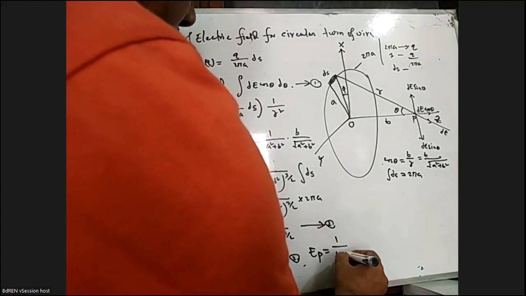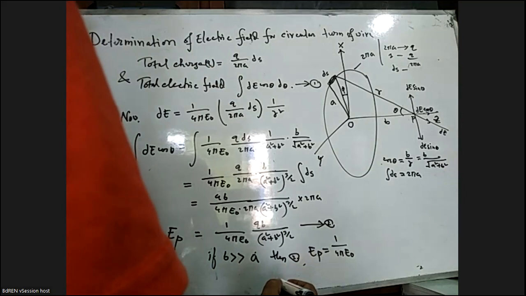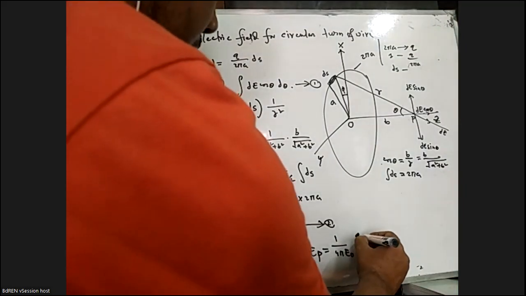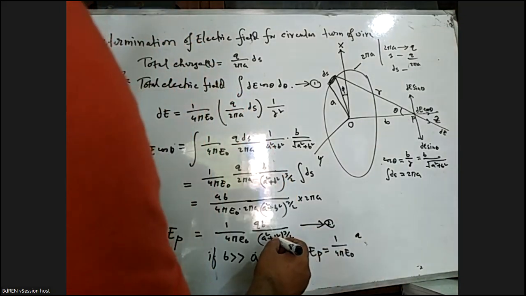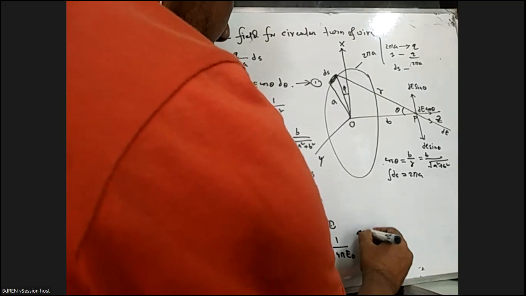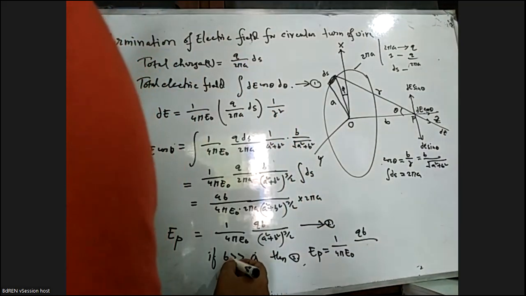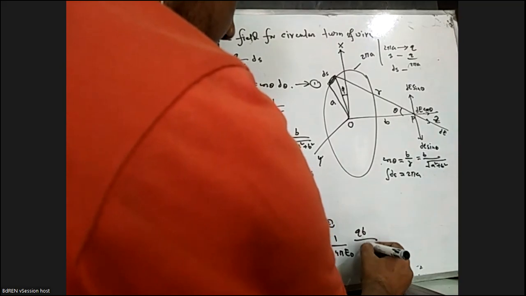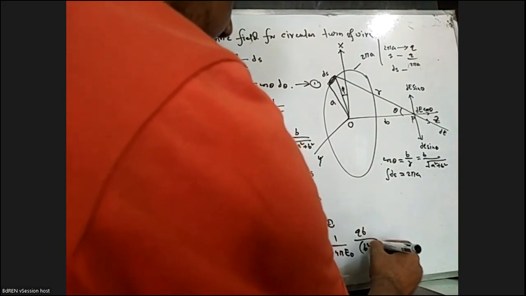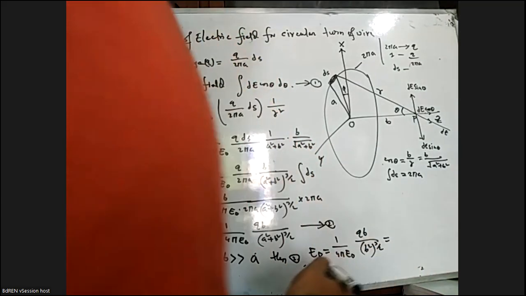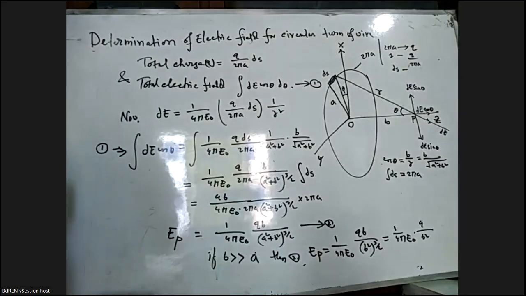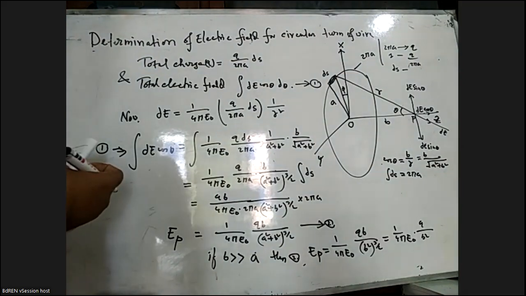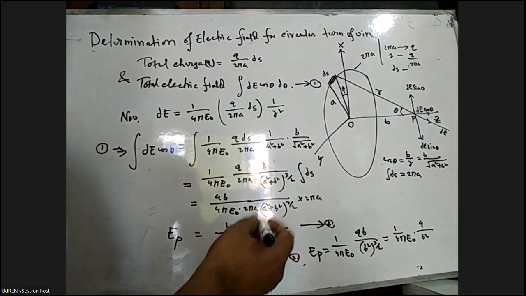Q B divided by, if B is more and more greater than A, then neglecting A, we can write B square to the power 3 by 2. That means B cube. So B and B cancelled, and we get 1 by 4 pi epsilon naught Q divided by B square. And it is actually similar to the electric field produced by a point charge.